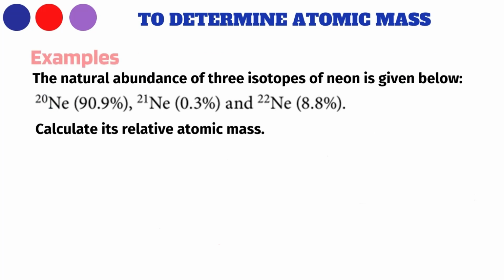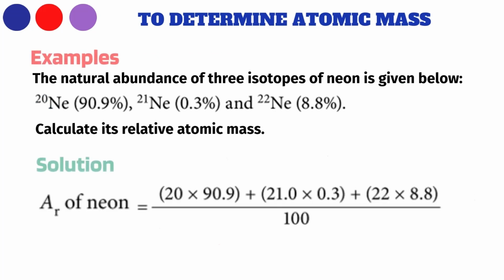In a similar method, we can calculate the atomic mass of neon from the natural abundance of its different isotopes as given in the example. Like the previous example of chlorine, we have multiplied each isotopic mass with its natural abundance, and then these are added up together, then divided by 100. So finally we got 20.2 AMU.